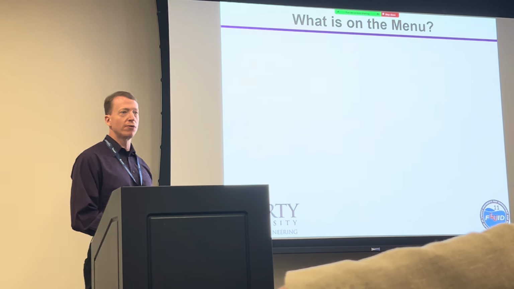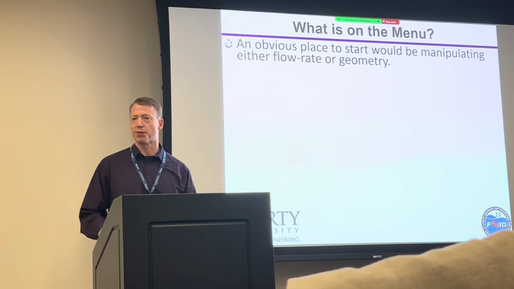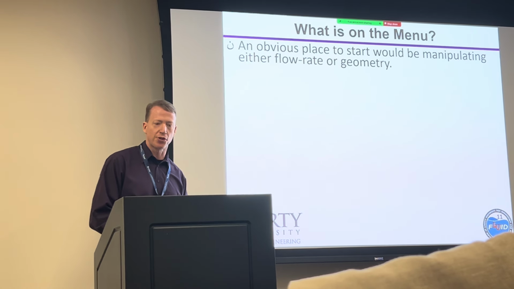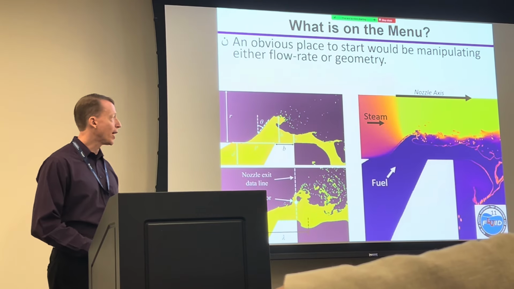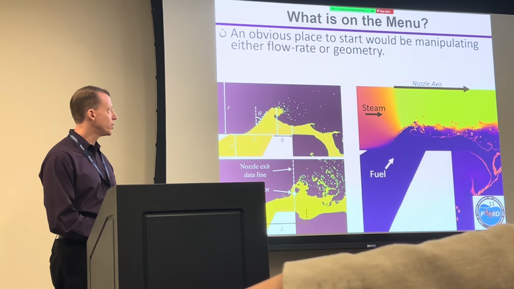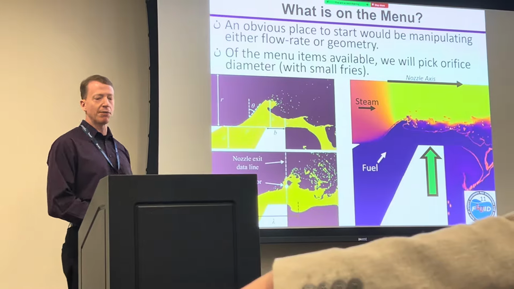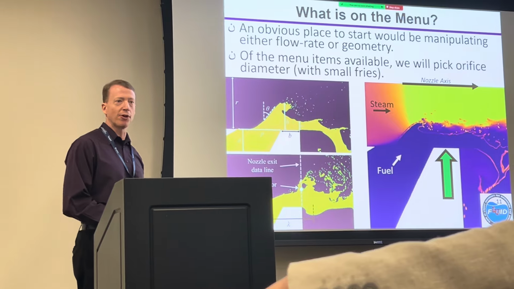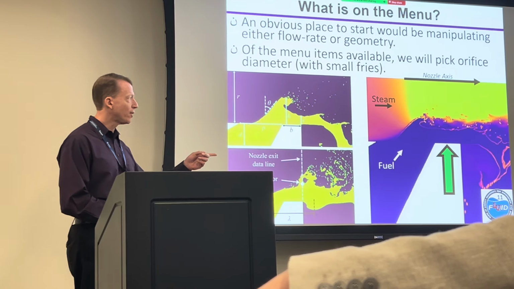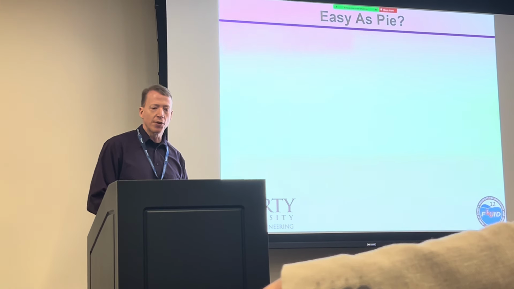So we think about the menu of options to try to optimize this. Of course, the first two things you think of are flow rates and geometry changes. Well, we've got a few geometry elements to work with. We've got our beach, our pool, various things that occur, but I'm going to pick off the menu. I'm going to pick nozzle diameter, okay, with some small fries. I'm going to be working on this today. So this should be easy, right?